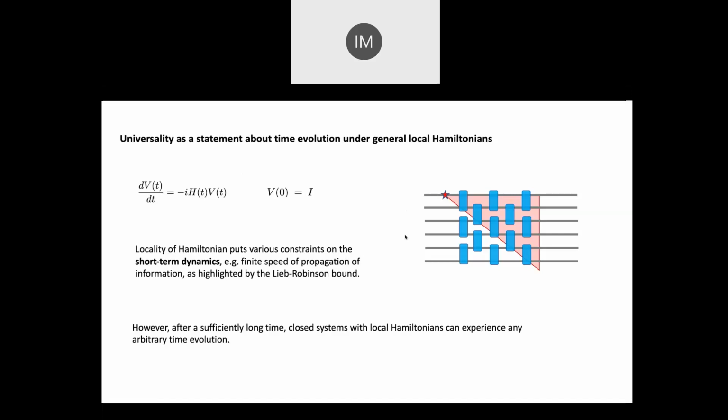However, this universality implies that in spite of the constraints that are imposed by locality, still, if you give the system enough time, after a sufficiently long time, it can experience any arbitrary unitary evolution under a local Hamiltonian. So locality doesn't restrict possible unitary evolutions that the system can experience after a sufficiently long time.